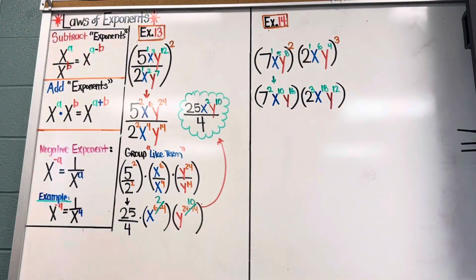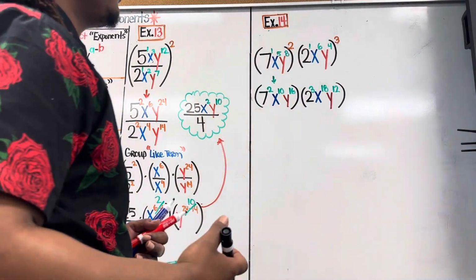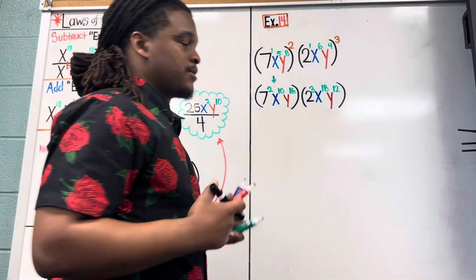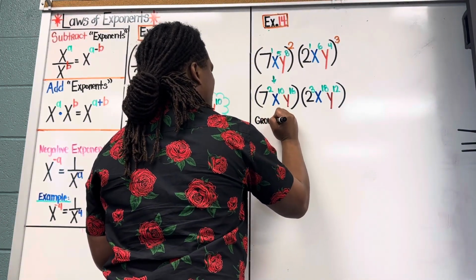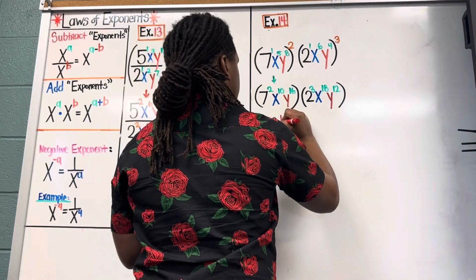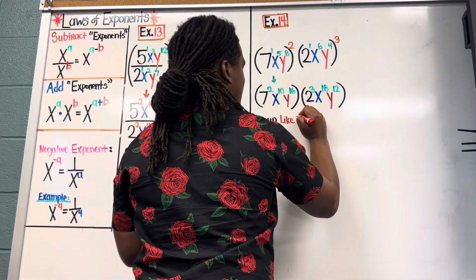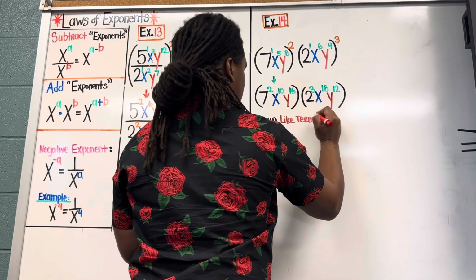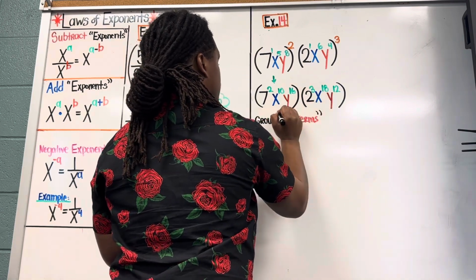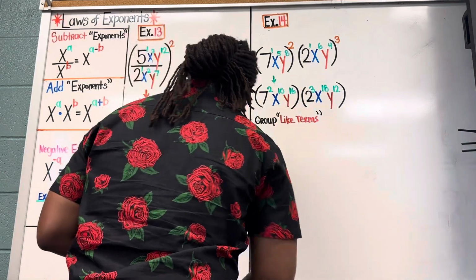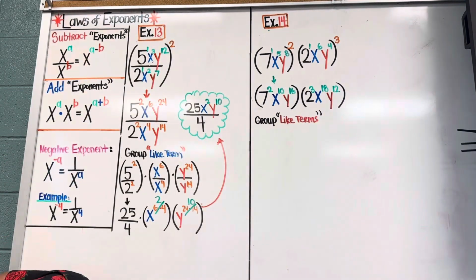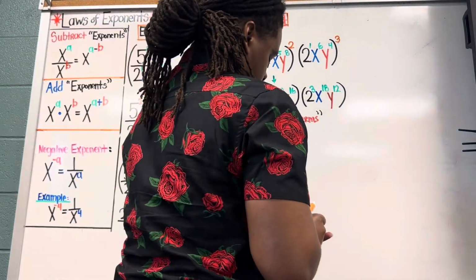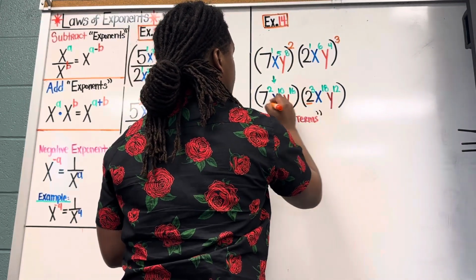All right, so now we have successfully gotten rid of the outside exponents. Now what we need to do is group like terms. So first, I want to start grouping the coefficients. We have a coefficient of 7 and we have a coefficient of 2.